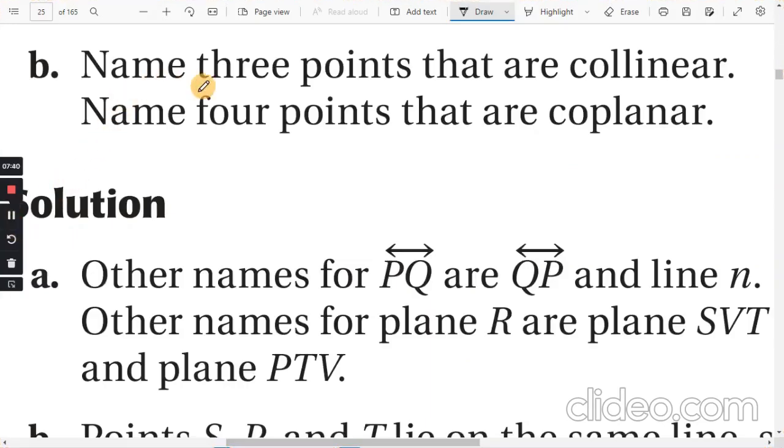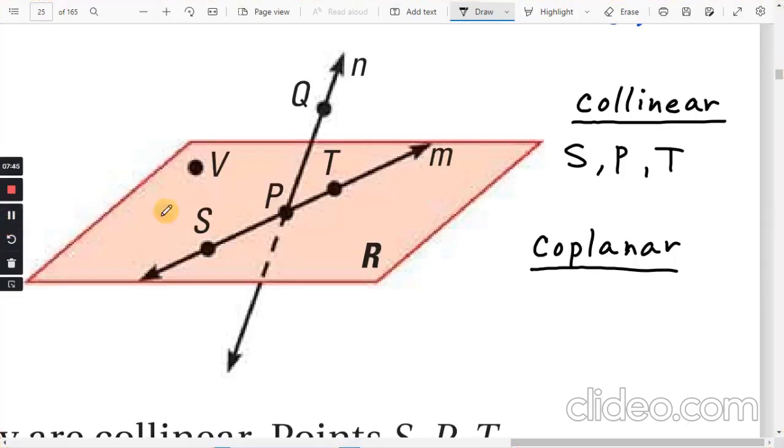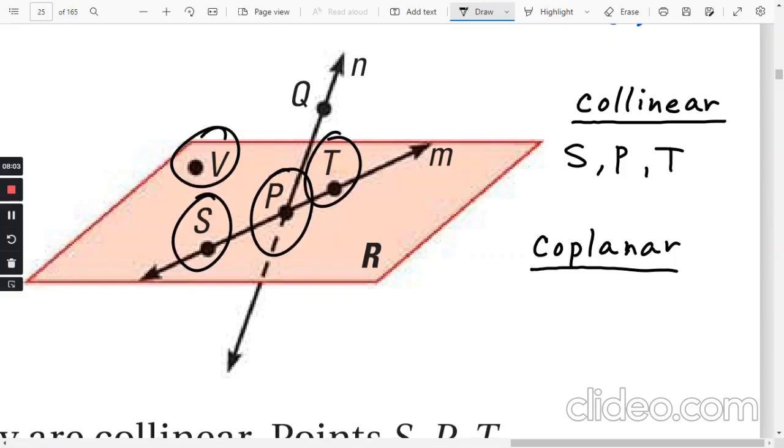Also, they want us to name 4 points that are coplanar. So if you look at the plane represented by this sheet that's in pink or red, you just pick 4 points that are on this plane here. So we can say points V, S, P, and T. Okay, they're all on this sheet right here. So V, S, P, and T.